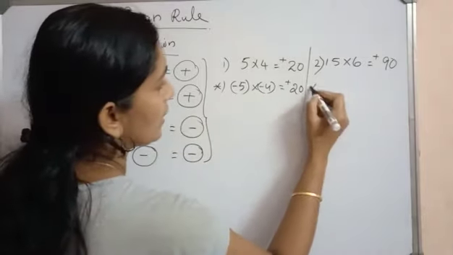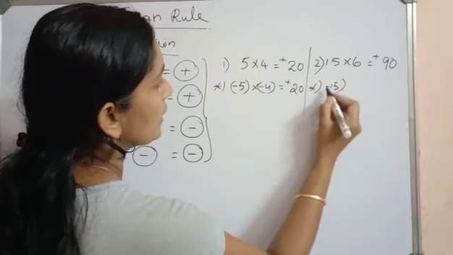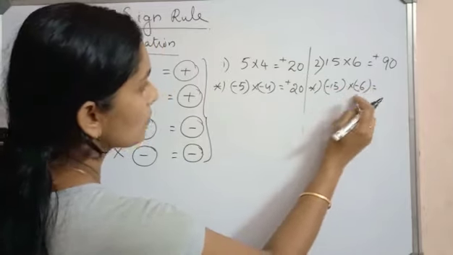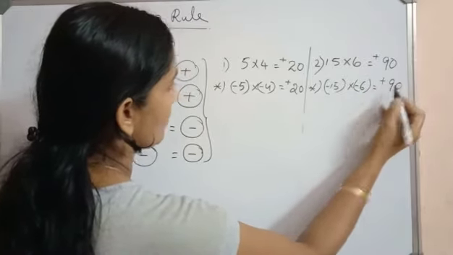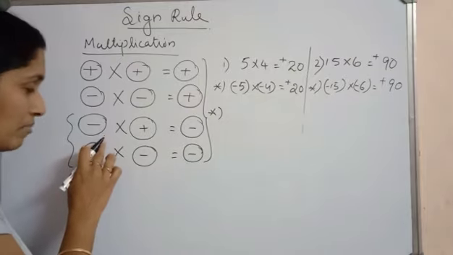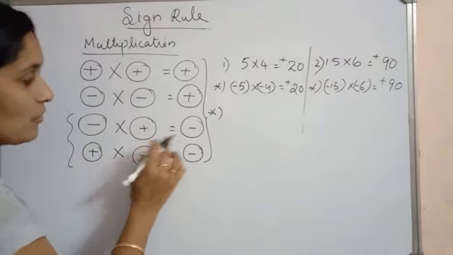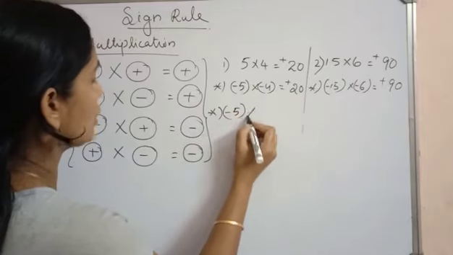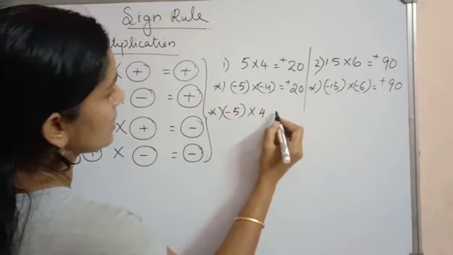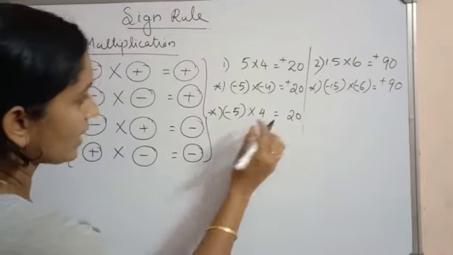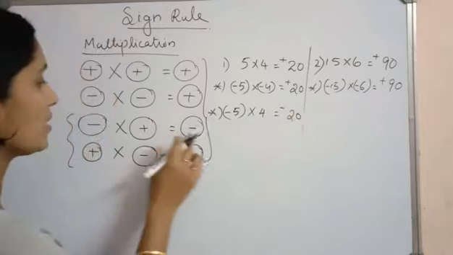Look at the next one. Here also minus 15 into minus 6. What happens to this? Both the numbers are negative. So your answer is plus 90. Now let's see the third rule. The third rule says that when one number is negative and the other one is positive, your final answer is negative. So when you multiply this one, minus 5 into plus 4, 5 fours are 20. Since both are of different signs, your answer is minus. That is the third rule.